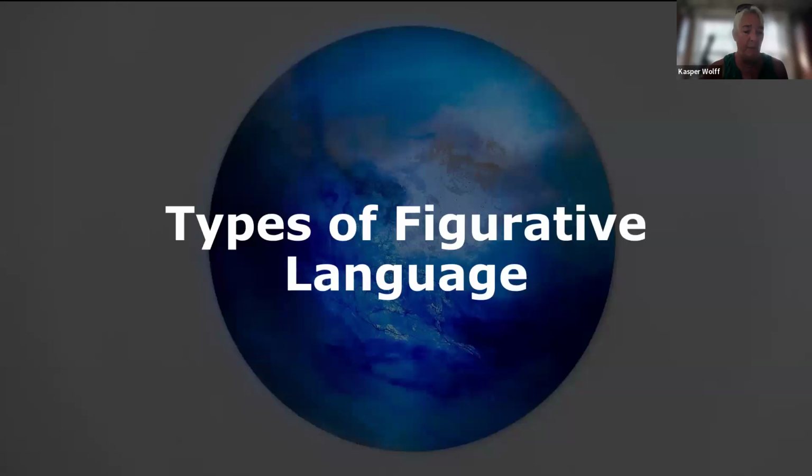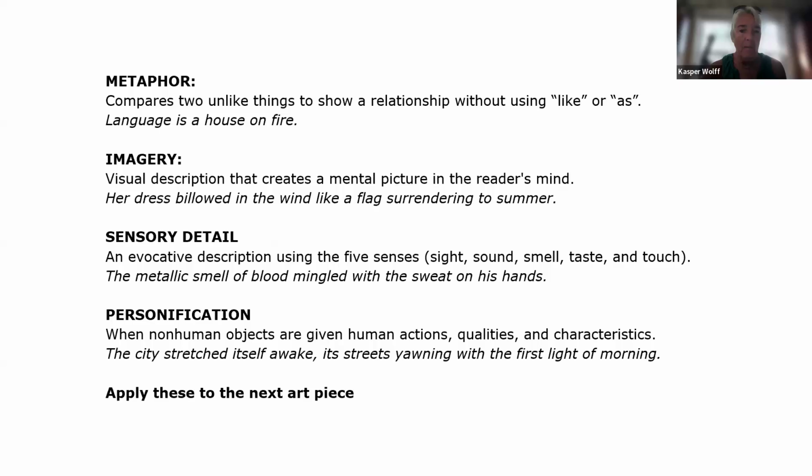So what is a metaphor? A metaphor compares two unlike things to show a relationship without using like or as. So you equate one thing with another, as for instance, in language is a house on fire.